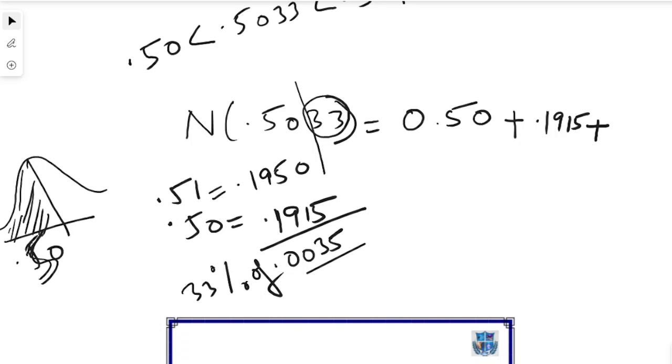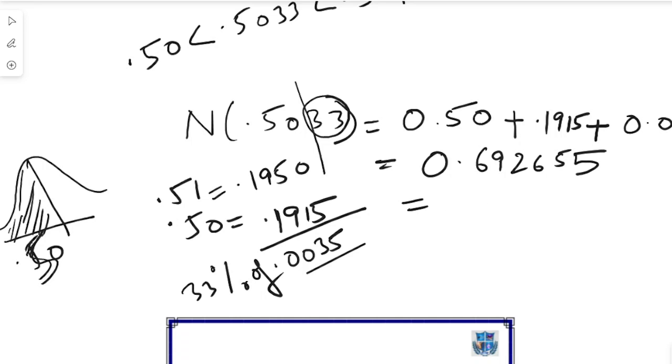0.0035 into 33% will give you 0.001155. Now adding all these values, you will get the normal distribution value of 0.5033. So it is going to be 0.1915. Adding all these values, you will get 0.692655.